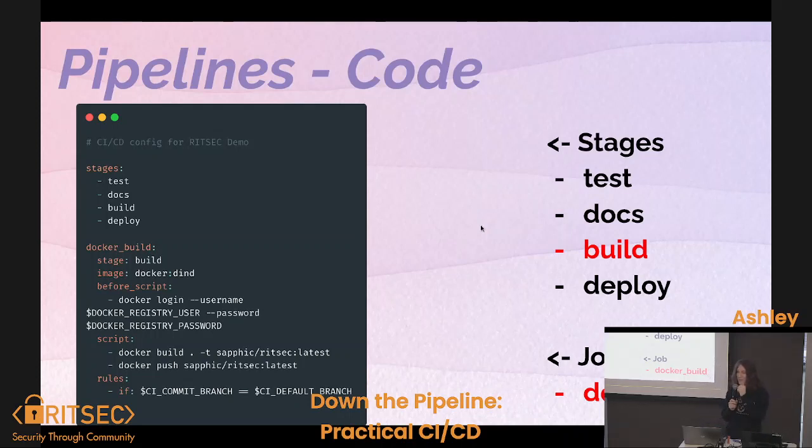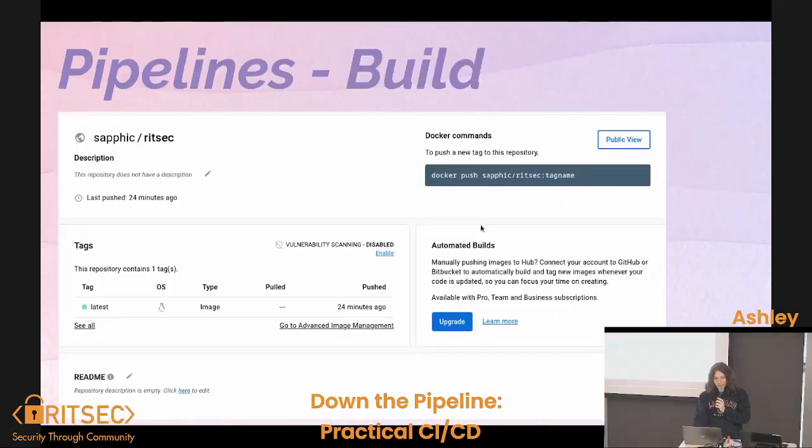But basically, it's going to build our Docker image for us. We have a Dockerfile in the repository, and it's going to build it and push it. This allows us to then pull it down in a later phase. So we can see it's going to Docker Hub. It just pushed, 24 minutes ago or however, and we have the latest image in there.